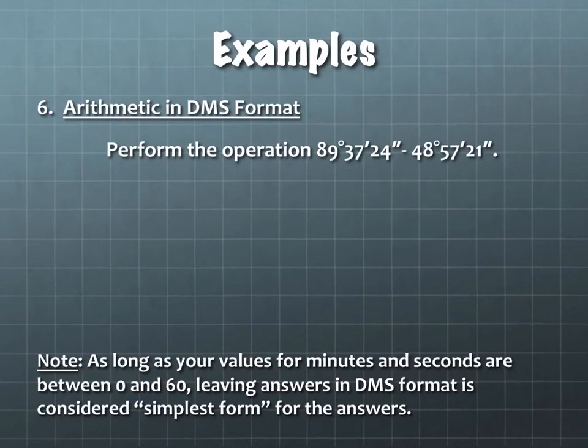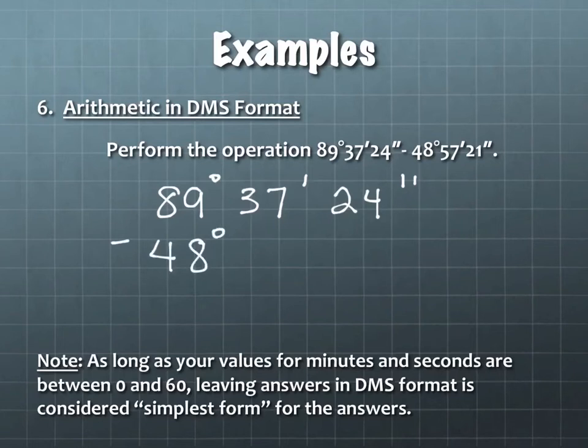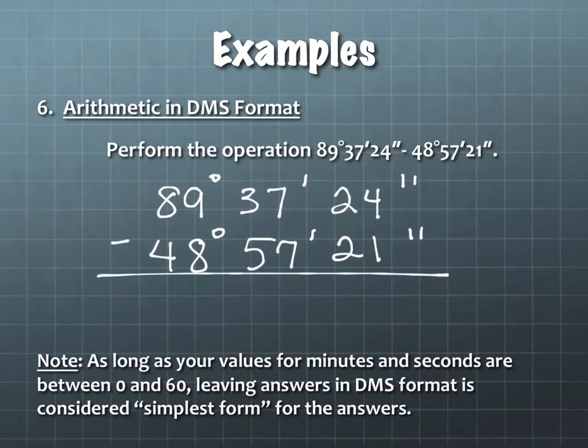You just have to remember you're doing it with the idea that there's 60 minutes in a degree, there's 60 seconds in a minute. So I'm going to line them up to start with as a reminder. There's 89 degrees, 37 minutes, and 24 seconds. And I subtract from that 48 degrees, 57 minutes, and 21 seconds. So typically, the standard operations for adding and subtracting have us start with the smallest unit, in this case the seconds.